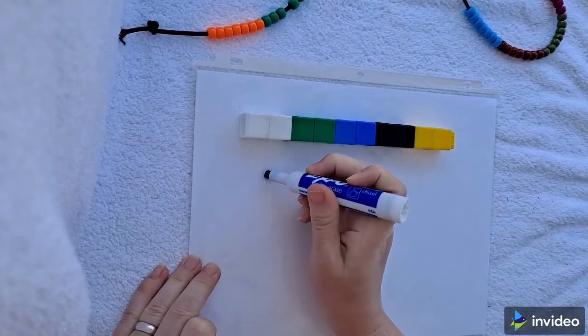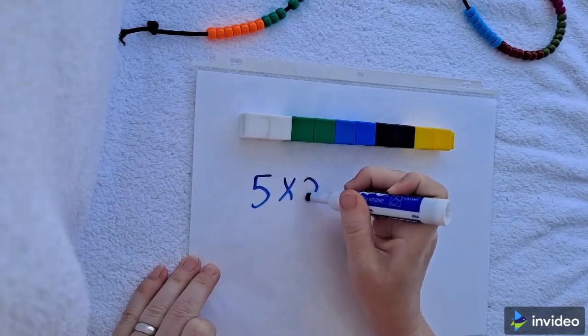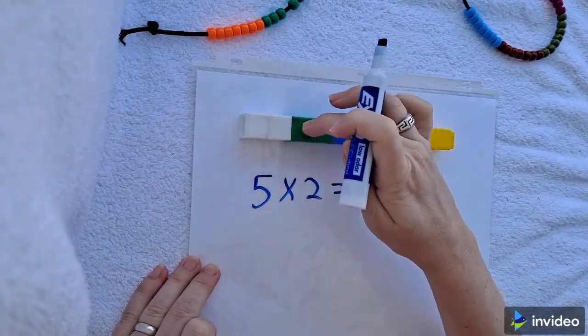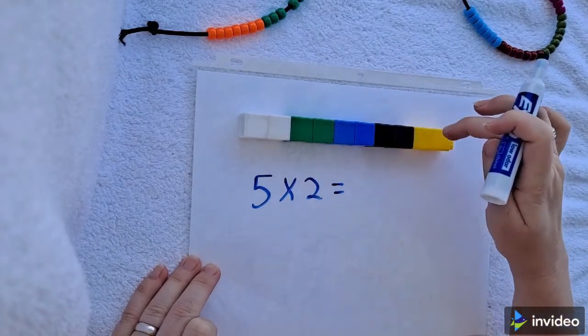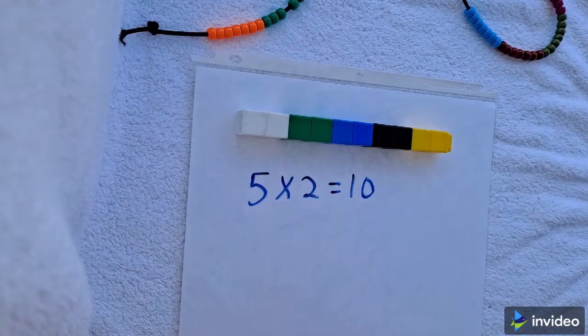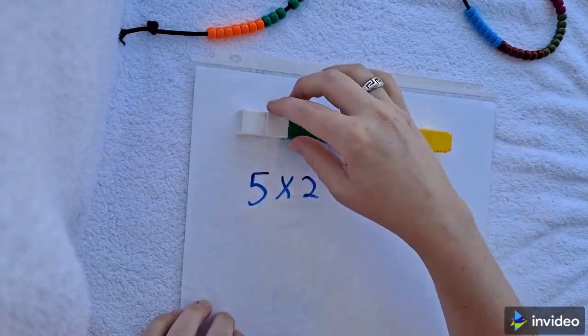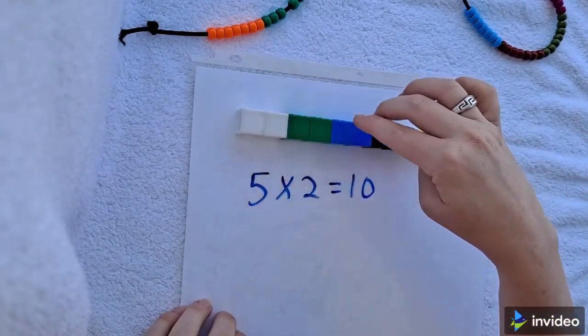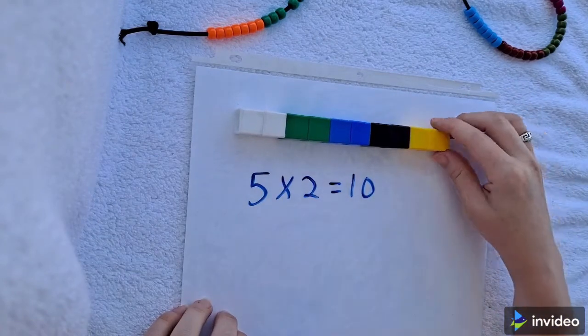So we're going to see this as 5 times 2 equaling 1, 2, 3, 4, 5, 6, 7, 8, 9, 10, right? Equaling 10. And we can talk about skip counting by 2's, but you always want to have a reference that really illustrates it. 2, 4, 6, 8, 10, right?